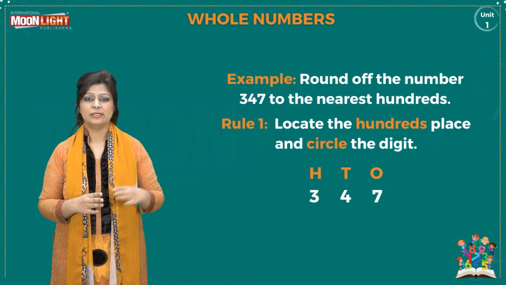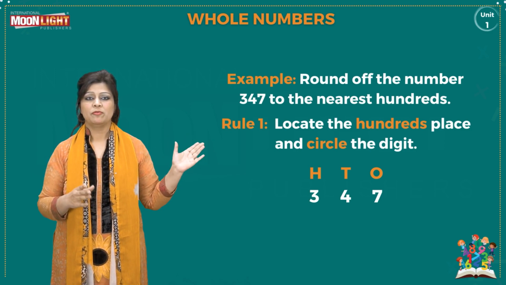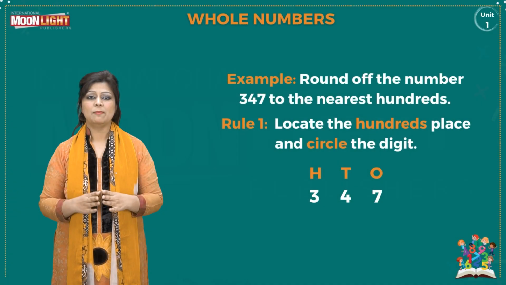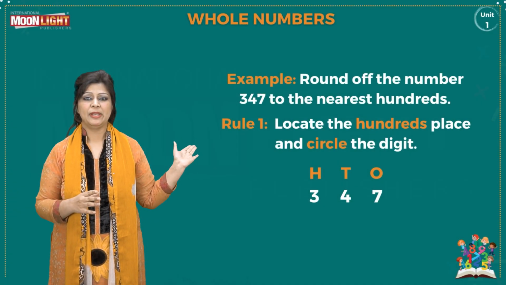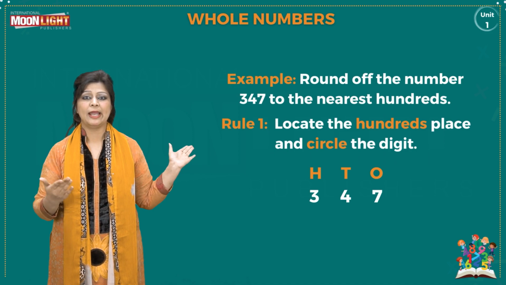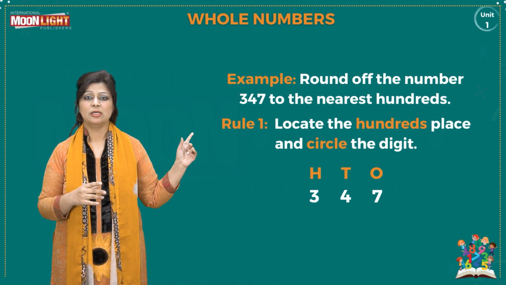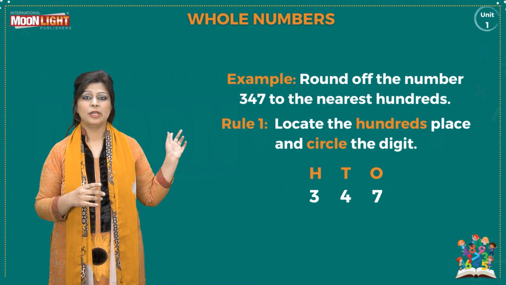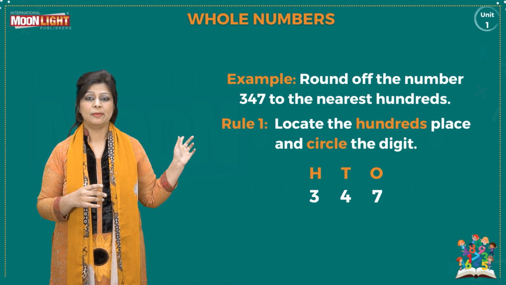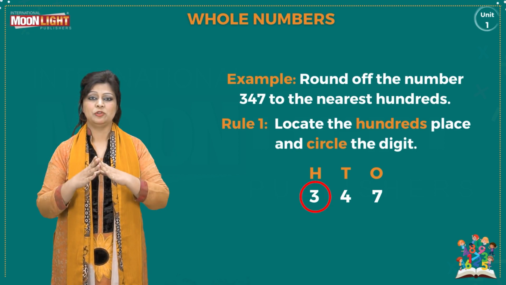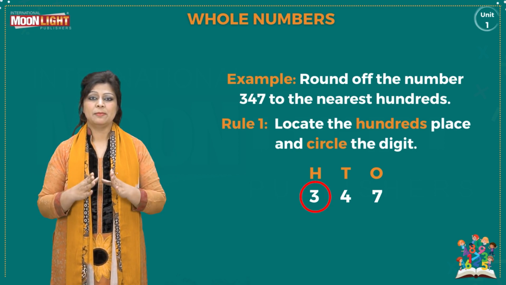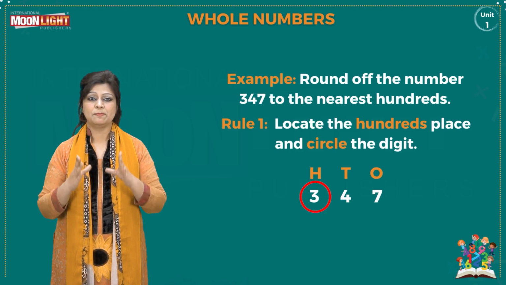As you all know, this is a whole number. So, first what we are going to do? Rule number 1 is locate the 100 place and circle the digit at 100 place. We just need to write down the place values according to the place value chart on top of the number 347: ones, 10s and 100s. And we are going to circle the number 3, because number 3 is at 100's place.